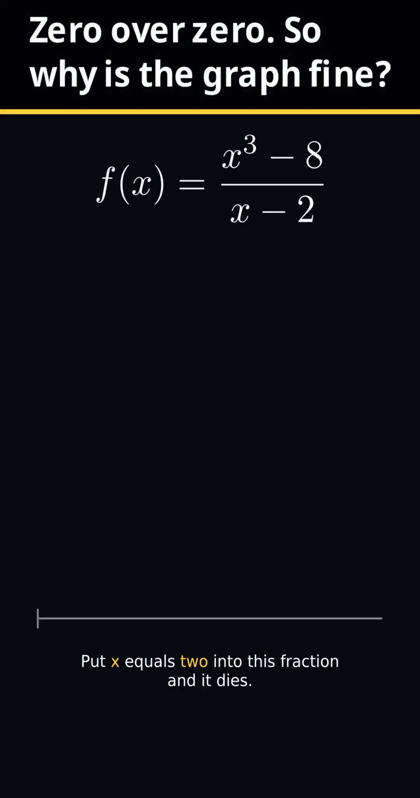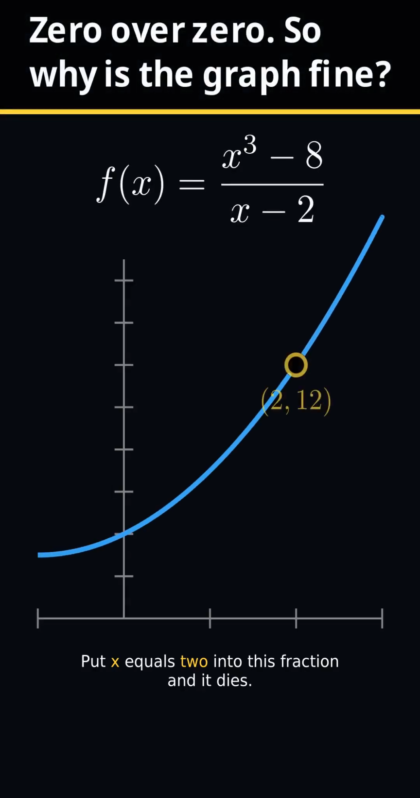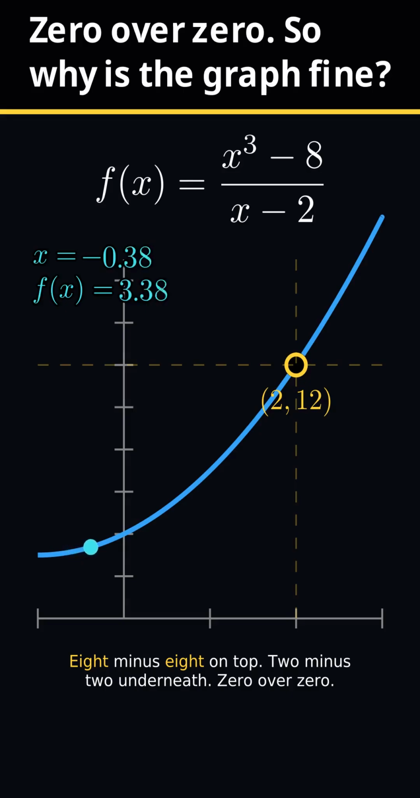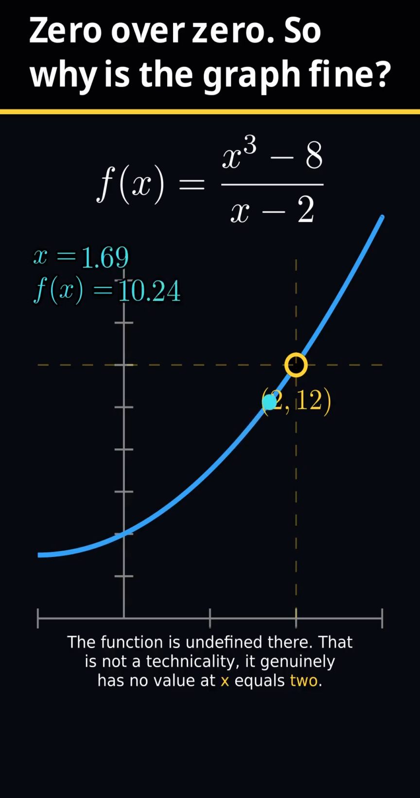Put x equals 2 into this fraction and it dies. 8 minus 8 on top. 2 minus 2 underneath. 0 over 0. The function is undefined there. That is not a technicality. It genuinely has no value at x equals 2.